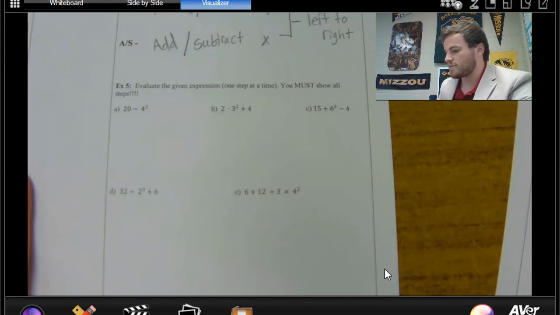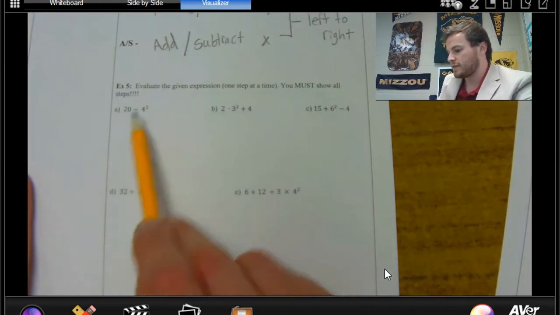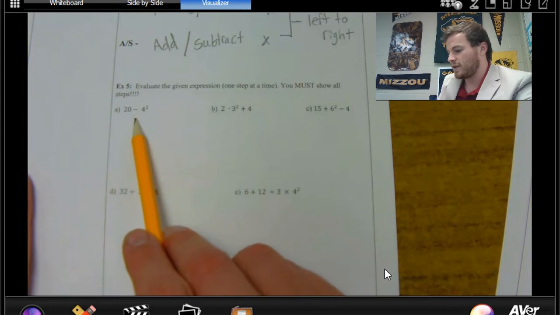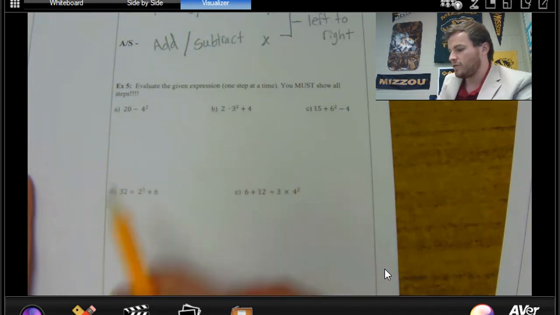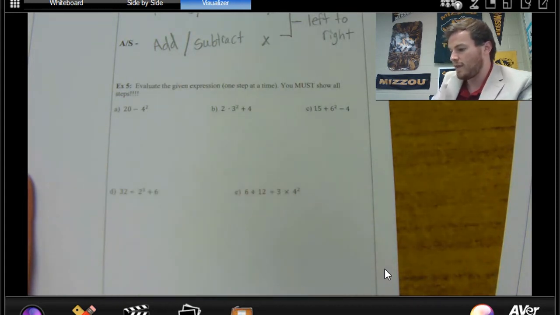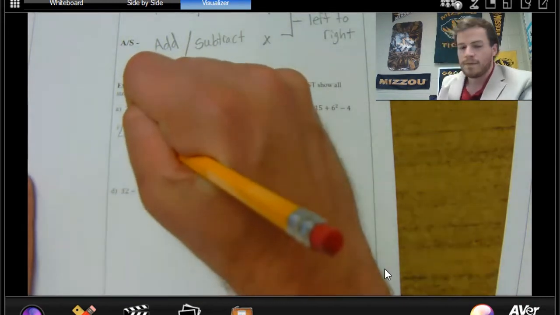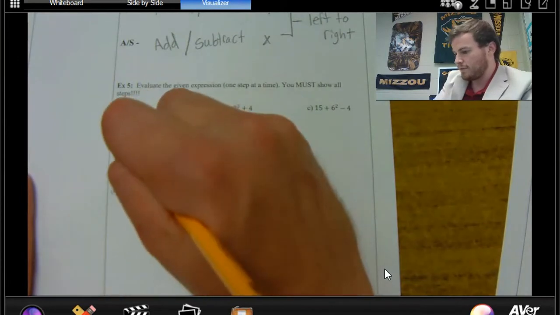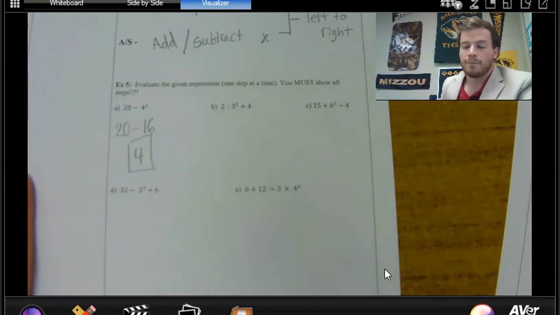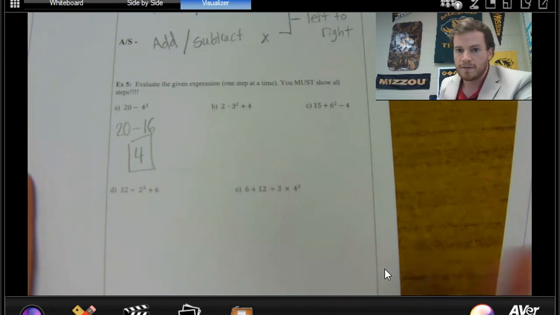So first one, we have two different operations. We have a subtraction and we have an exponent. So we have 2 factors of 4. So we're going to do that one first. 2 factors of 4 is 4 times 4, which is 16. Now 20 minus 16 is simply 4. Put a box around it. Again, pause if I'm going too fast, because you can always pause me or you can rewind.